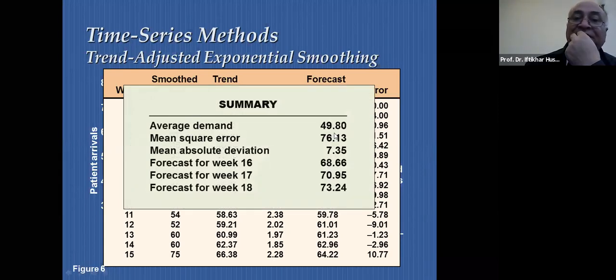Average demand was 49.8, mean square error, mean absolute deviation, forecast for last week, 17 weeks and 18 weeks. You can further project it.